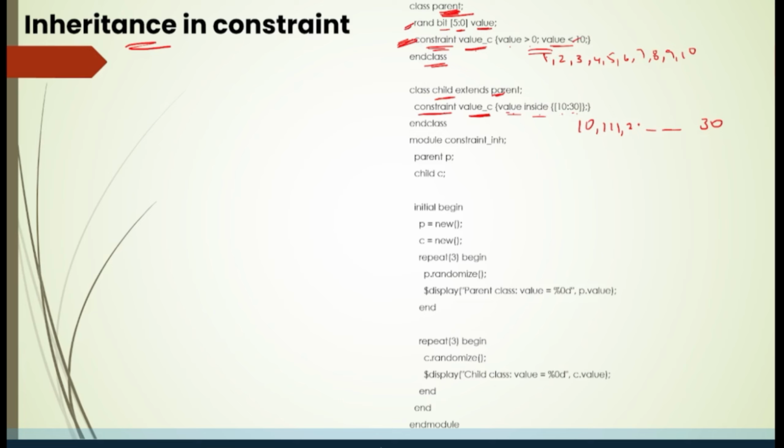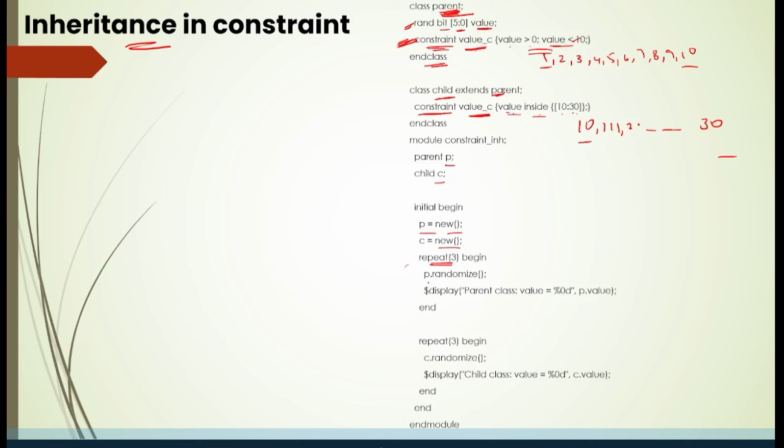So if you see here, this is entirely opposite. It is from 1 to 10 in the parent and from 10 to 30 in the child. So I am changing from 1 to 10 to 10 to 30. Now in the module, parent and child, I am taking two handles, parent as well as child. I am now creating two new objects for both my parent and child, and I am repeating this particular randomization three times.